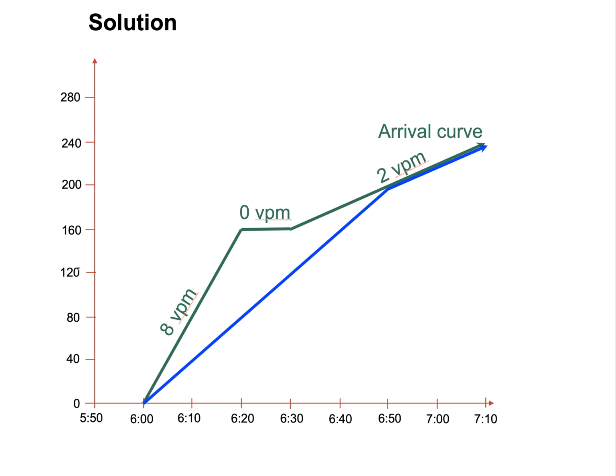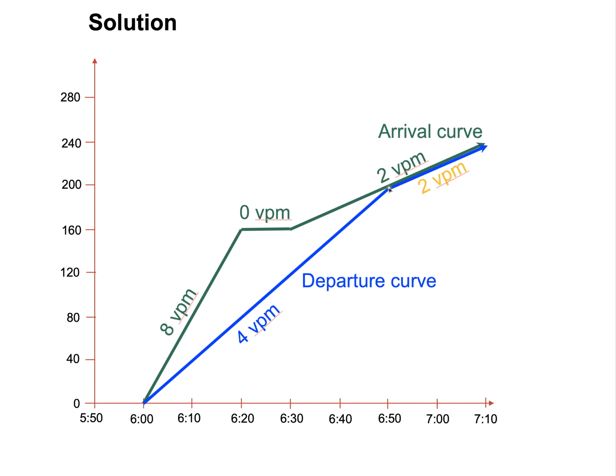The departure curve, we were told that the vehicles can be served. By departure curve, I mean the vehicles that are departing from the entrance booth into the parking lot, and they can be served at 4 vehicles per minute throughout the whole day. As you can see, there is a point at 6:50 in the morning where the departure curve bumps into the arrival curve. So never allow the departure curve to go above the arrival curve.